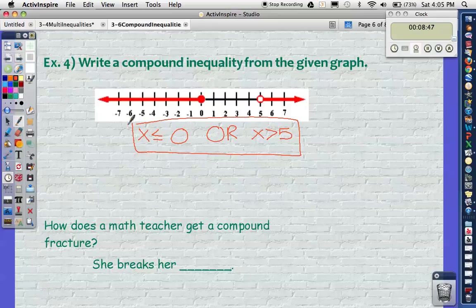And a nice little riddle for you guys. How does a math teacher get a compound fracture? She breaks her hand. That's a good one, I know. Her hand with the word and, because it's a compound fraction. Just a little chuckle for the rest of your night.